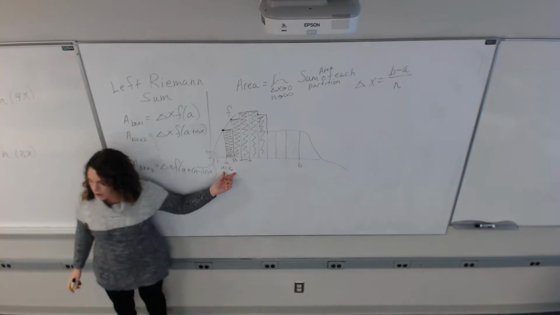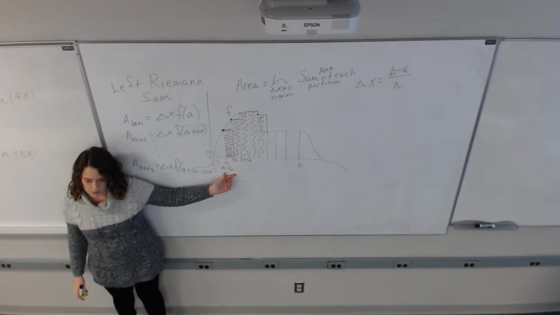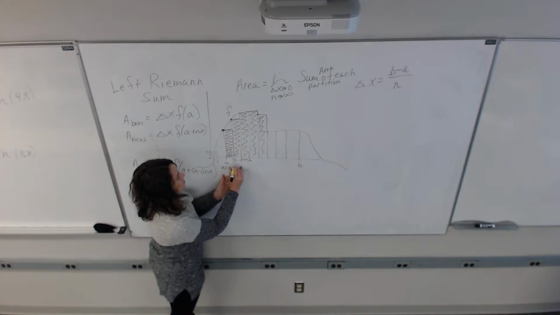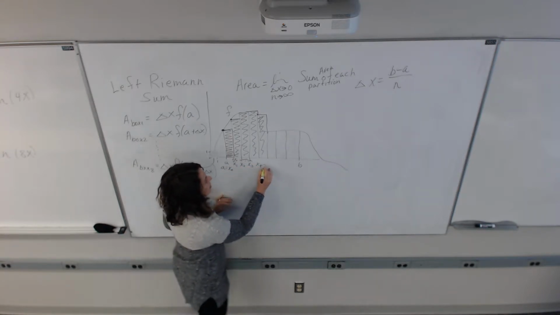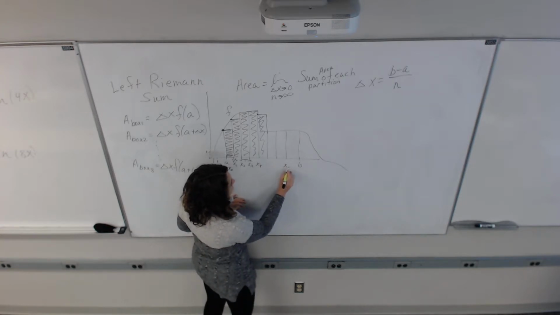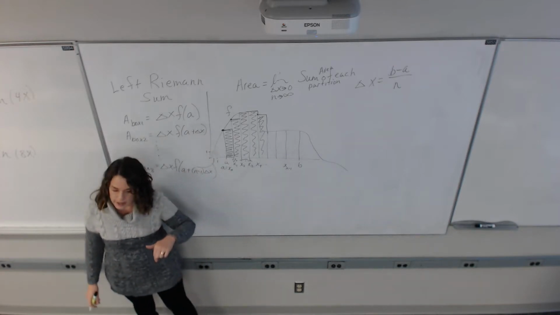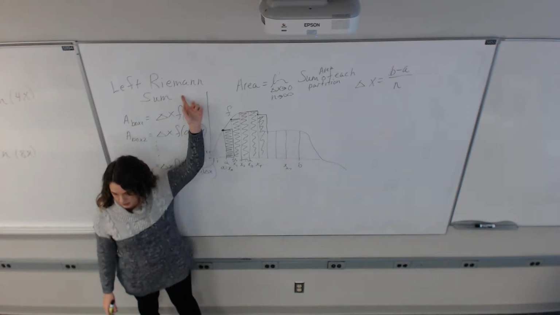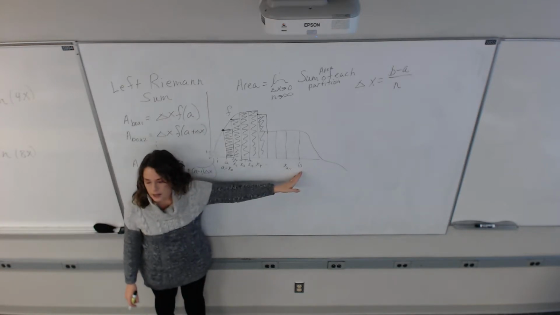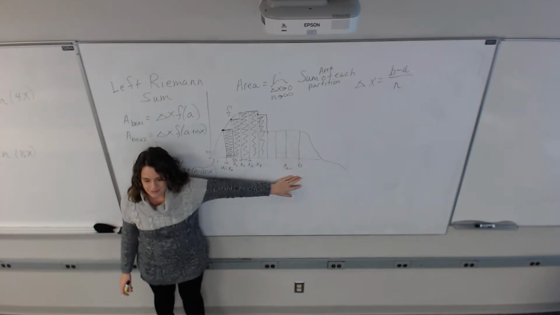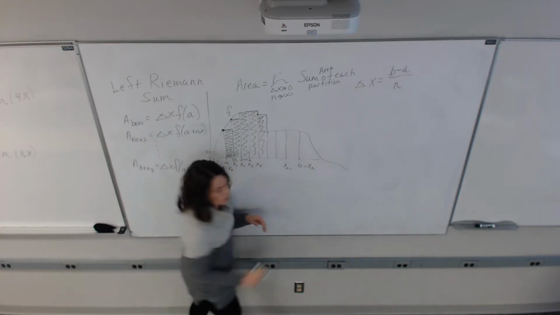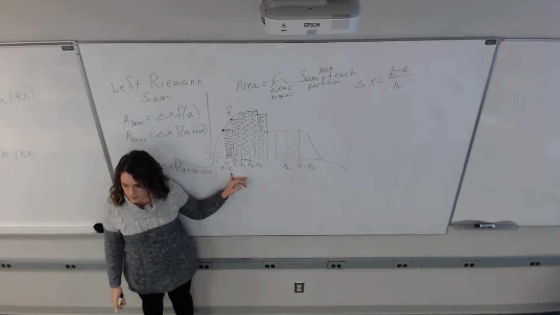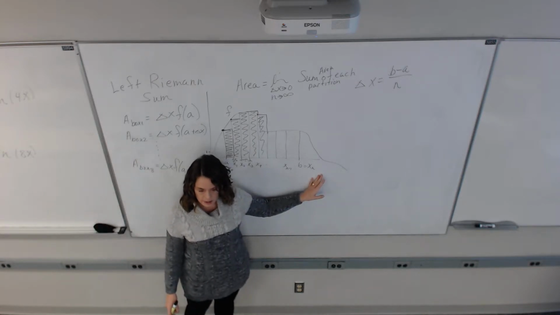We usually call point A x sub 0, all right? The next one would be x sub 1, x sub 2, x sub 3, x sub 4, all the way up to the last one you use, x sub n minus 1. That's the last one you use for a left Riemann sum. But what would B be? X sub n. So point A is x sub 0 and point B becomes x sub n.